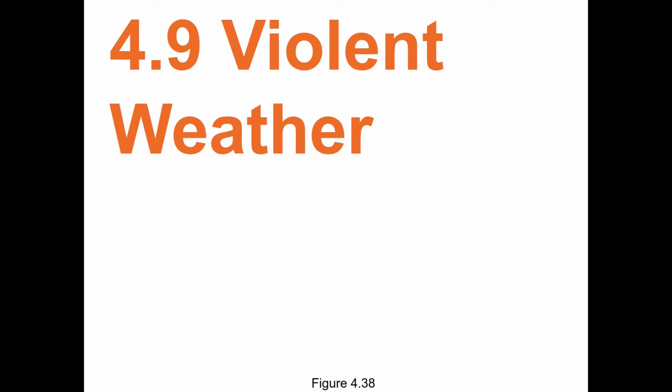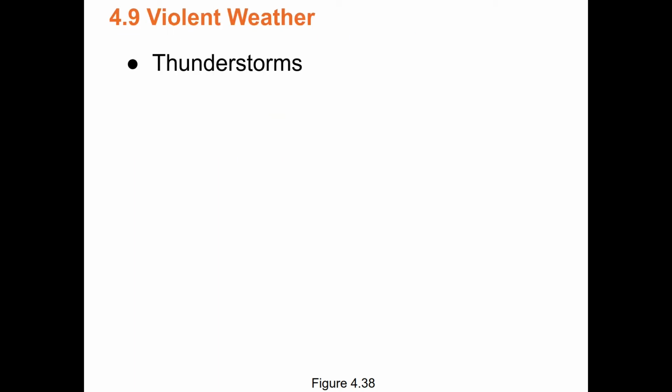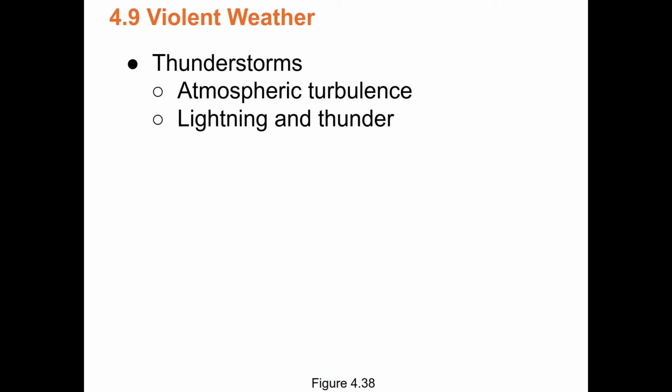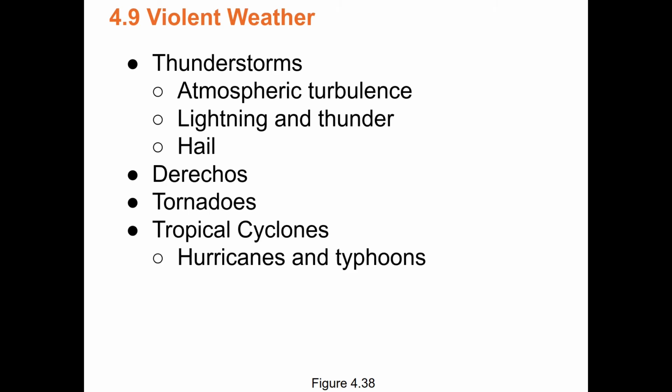Violent weather. So violent weather, we're talking about thunderstorms, derechos, tornadoes and hurricanes. Violent weather is powered by the latent heat of condensation. So thunderstorms, which cause turbulence and lightning and thunder and hail. Derechos, tornadoes, tropical cyclones. Hurricanes and typhoons are just regional names for cyclones and hurricanes.